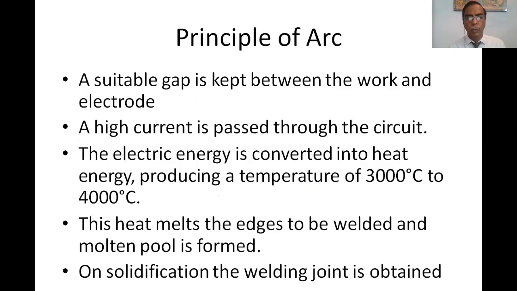Principle of work: a suitable gap is kept between the work and an electrode. A high current is passed through the circuit. The electric energy is converted into heat energy, producing a temperature of 3000 to 4000 degrees centigrade. This heat melts the edges to be welded and a molten pool is formed. On solidification, the welded joint is obtained.